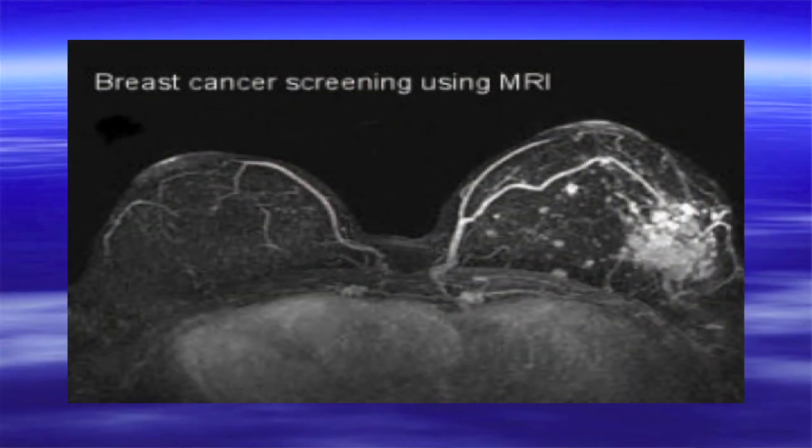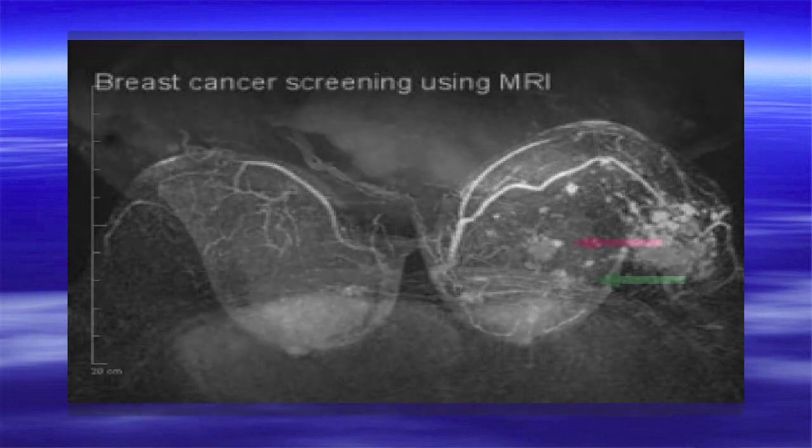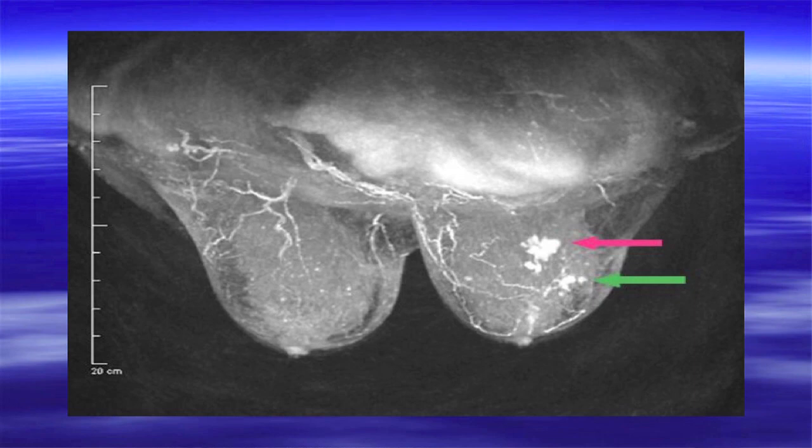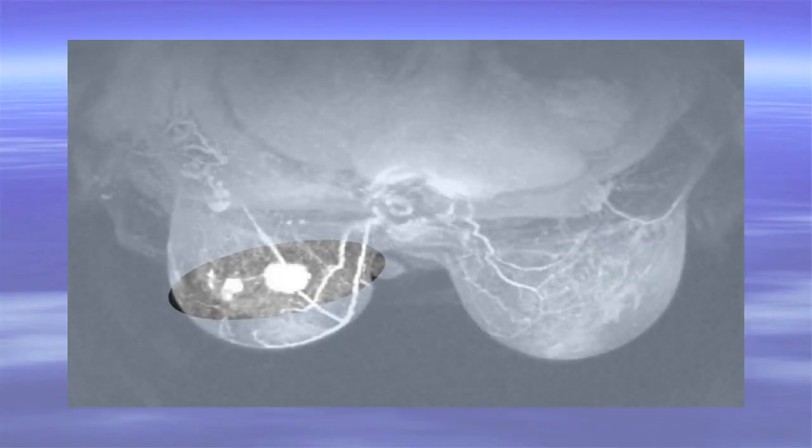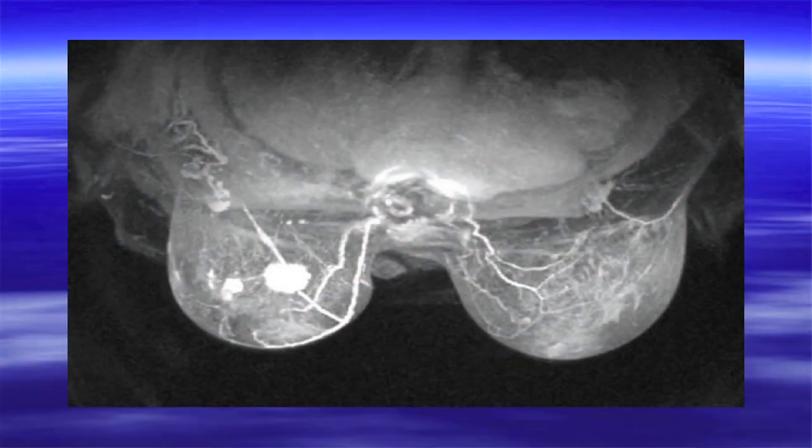So that's a big cancer with extension and probably other smaller foci, and that's the normal negative breast. Next. Same thing, cancer, little satellite lesion involving another quadrant of the breast, normal breast. Next. Cancer, satellite lesion, maybe some lymph nodes, normal breast.